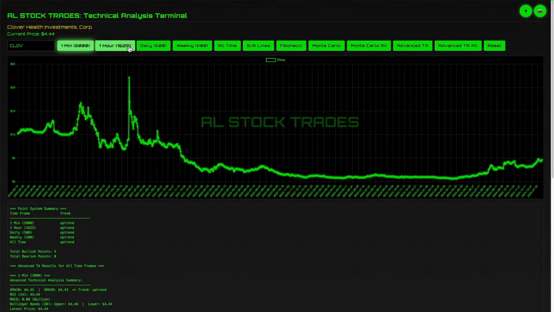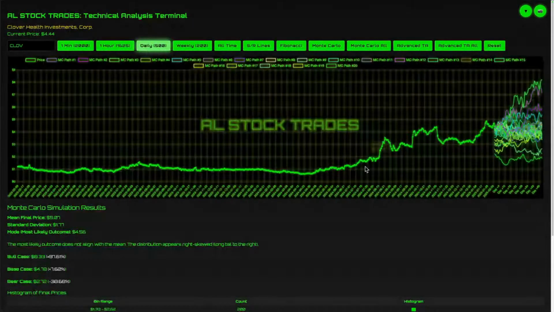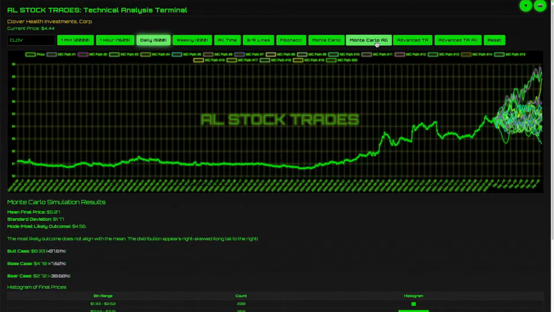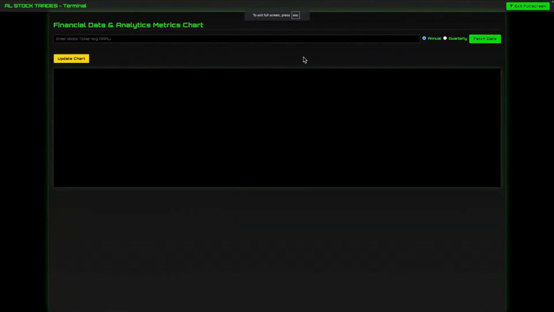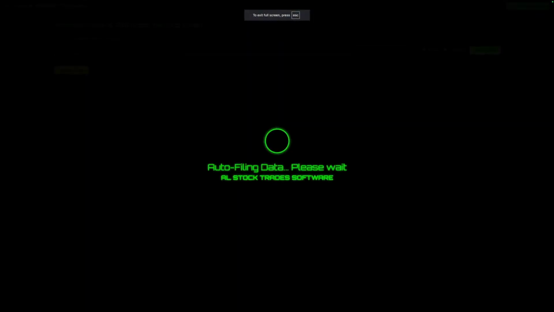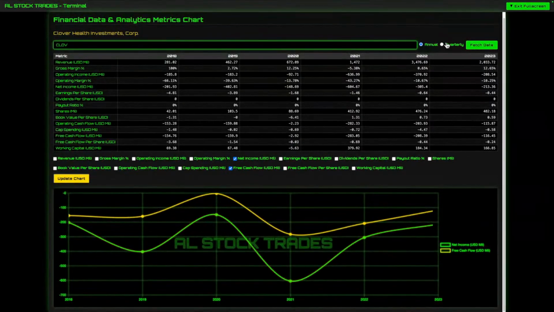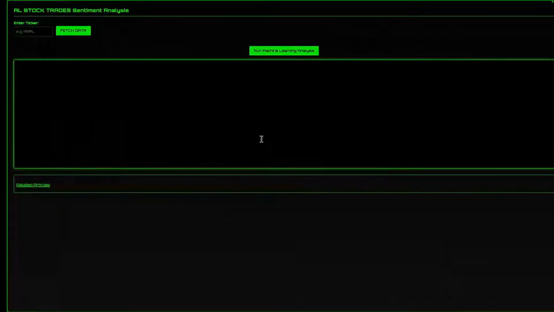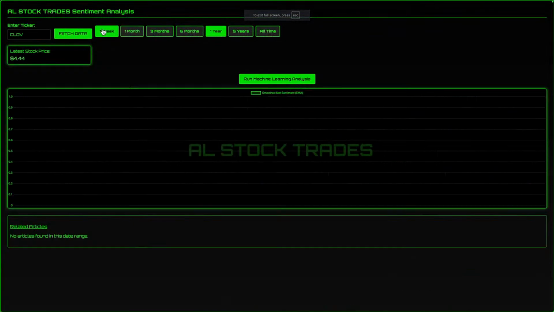And just so you understand, when we run the Monte Carlo, this is what we're running. We're running multiple simulations, 25,000 simulations when we hit it here, and I showed you where it could go. Obviously, there's the intrinsic value part of the stock terminal, and our financial data table metrics analysis, where you can run the analysis and graph when Clover became negative to positive free cash flow. There's obviously our sentiment analysis. I'm curious to see if it's picked up anything yet.